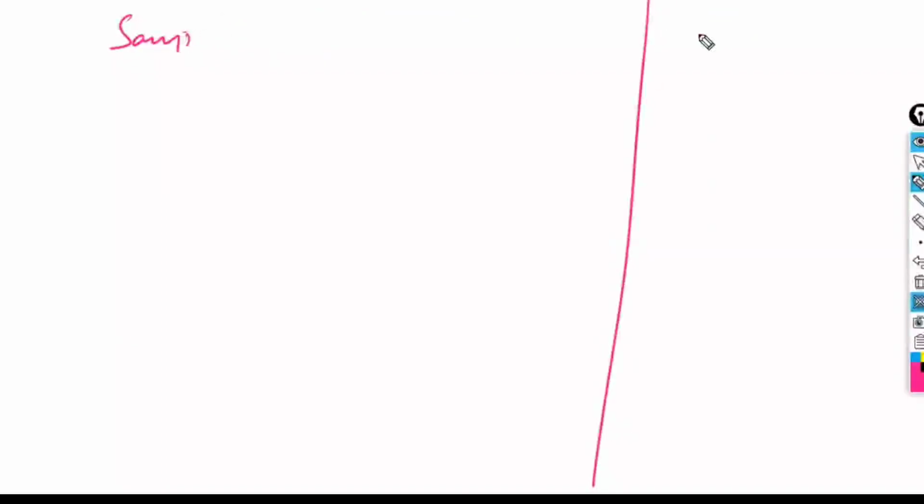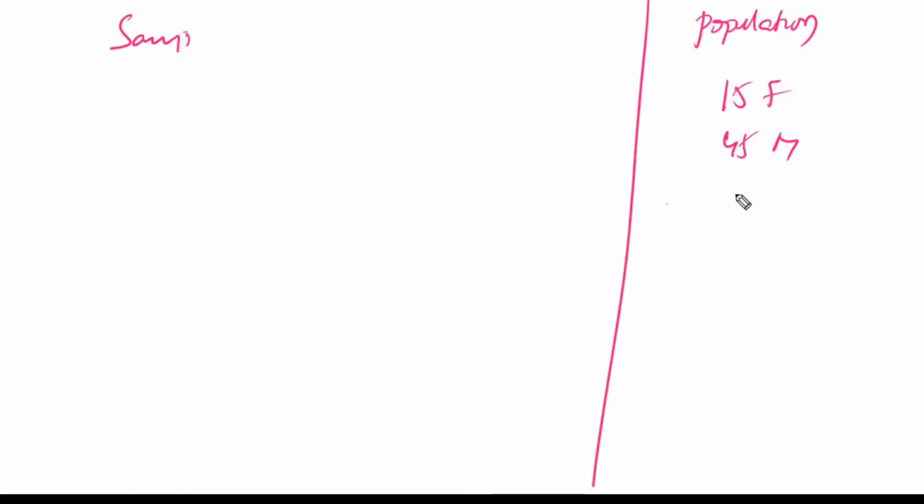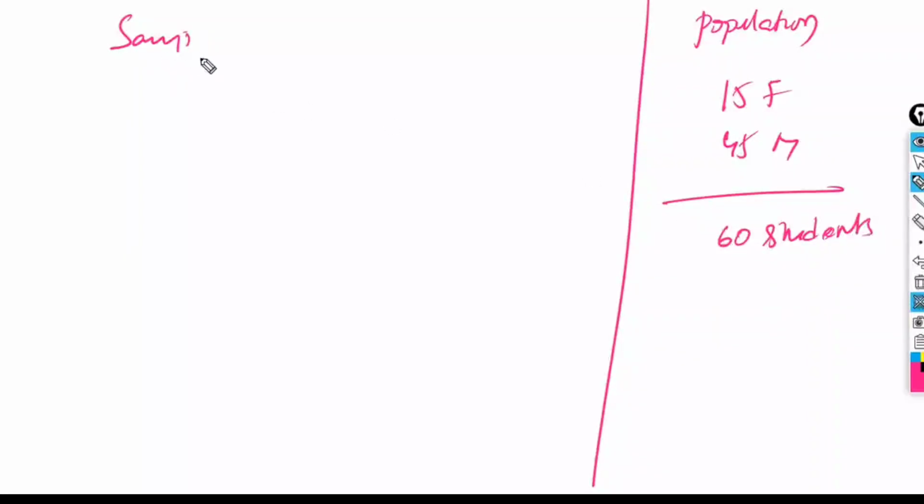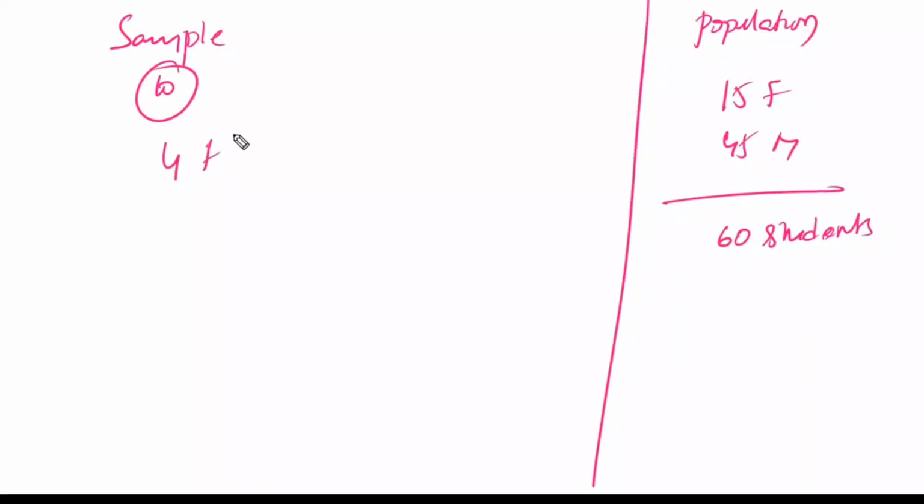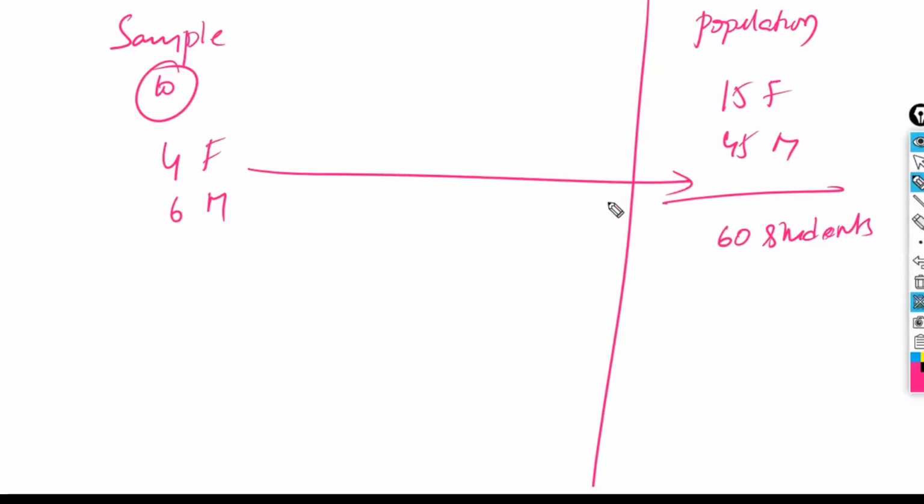First, let me write the population. Assume in the population, there are 15 females and 45 males. Total 60 students. I have selected a sample of 10, randomly picked 10. In that 10, I have got 4 females and 6 males. Now, based on this, you have to confirm about the population.